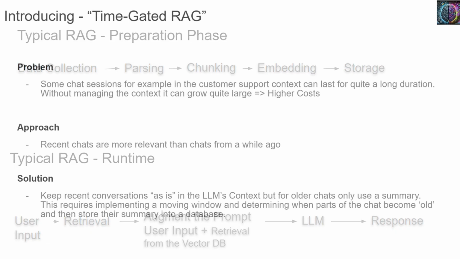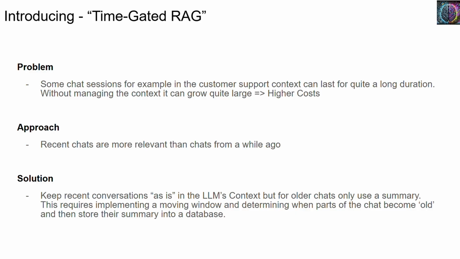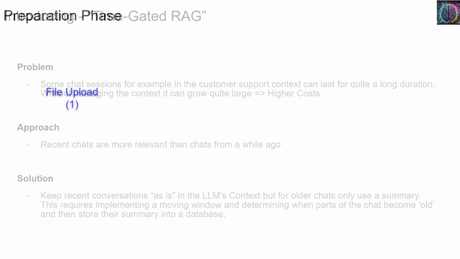I'd like to introduce this thing called the time-gated RAG. Typically in a chat session, which can be quite long, the context window just keeps growing larger if you just stack everything into the context window, and that applies a higher cost. To reduce the cost, we want to keep the most recent chat as is, but we want to summarize all the older chats.